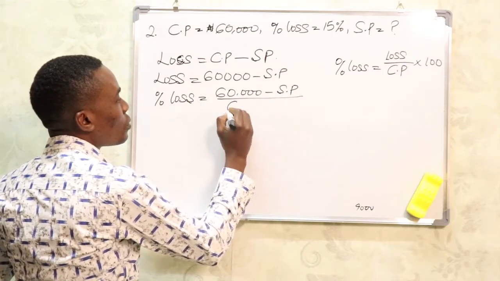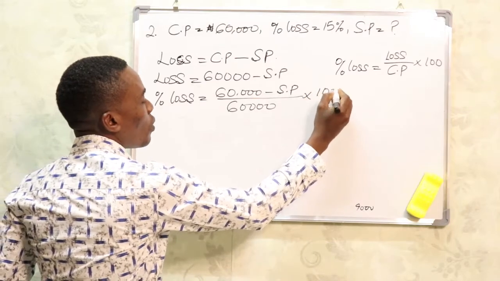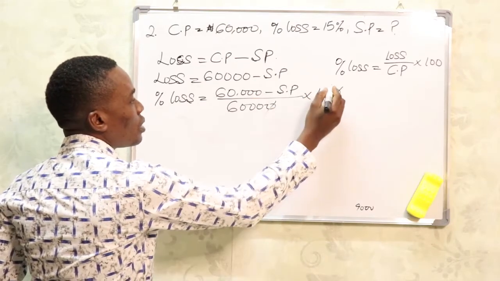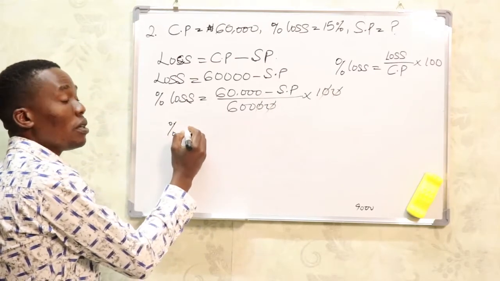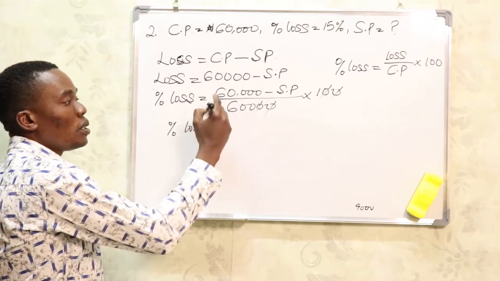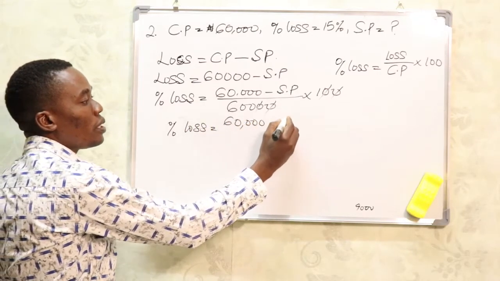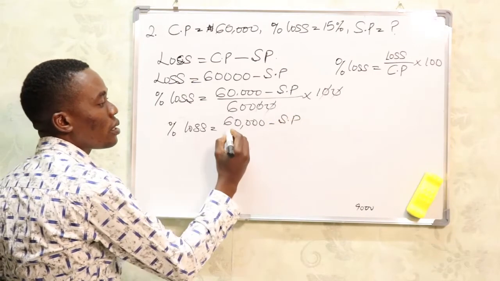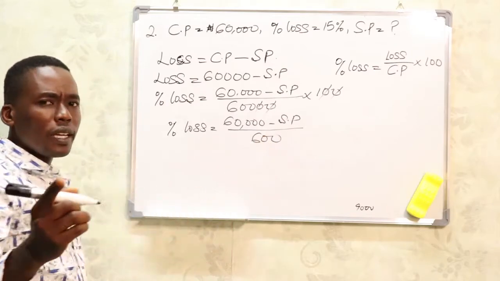The cost price, which is 60,000 multiplied by what? 100. This will cut this, this will cut this. What do we have remaining? We'll have the percentage loss equal to 60,000 minus the selling price all over 600. Now do you get it?